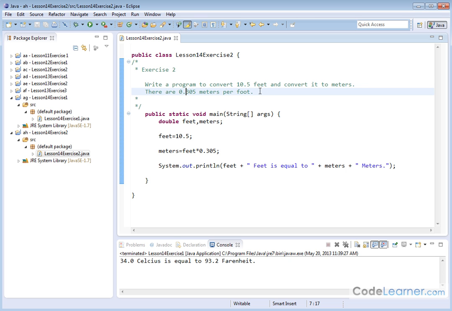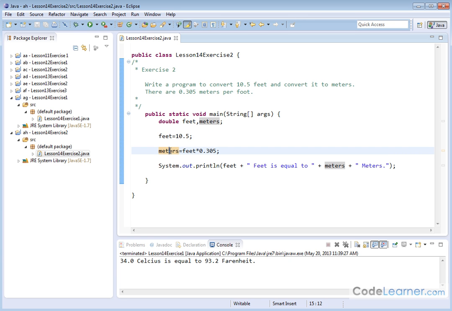All right, so here we have the main method down here, and we are declaring the feet and the meters both in terms of double, because they're both going to end up having a decimal point. The number of feet is given to us as 10.5, so we have that as a double. The calculated answer, of course, will also be a decimal, so we need to have that as a double. So we assign the number of feet as 10.5, and then we do the calculation.